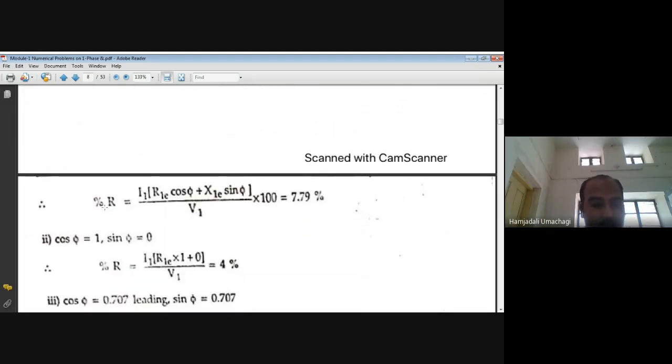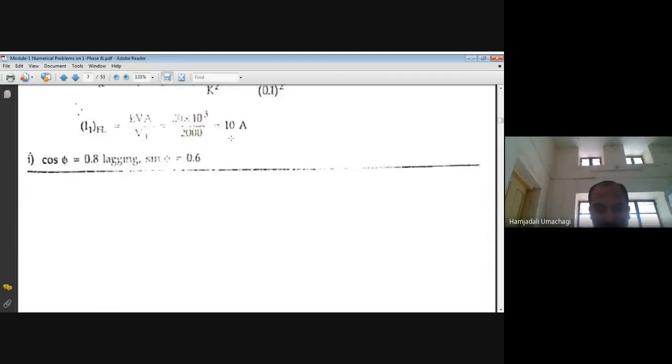Now, the formula to calculate percentage regulation is I1 into (R1E cos phi plus X1E sin phi) divided by V1, into 100. Since the load given here is lagging, we should take the plus sign. So substitute all the values. Primary current I1 we have calculated, R1E we have calculated, cos phi is given, X1E we have calculated, and we know V1. Everything is known, so just substitute and get the answer. The value of I1 is 10.